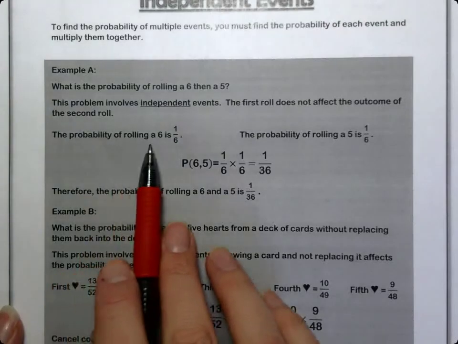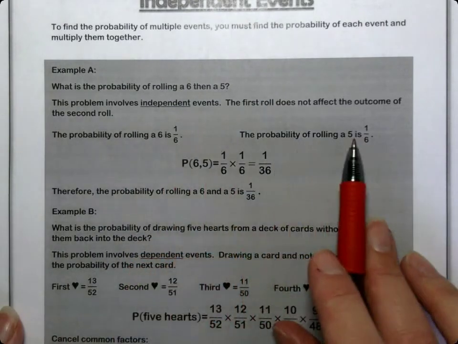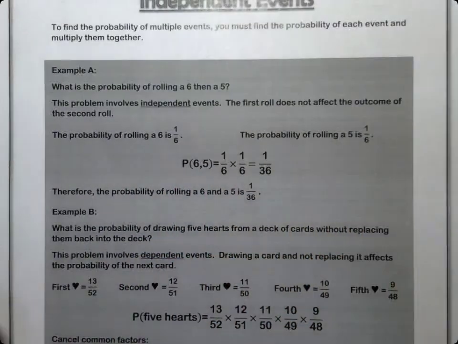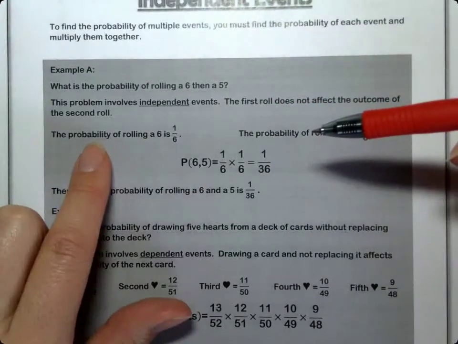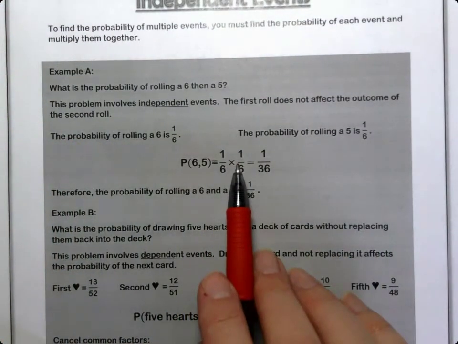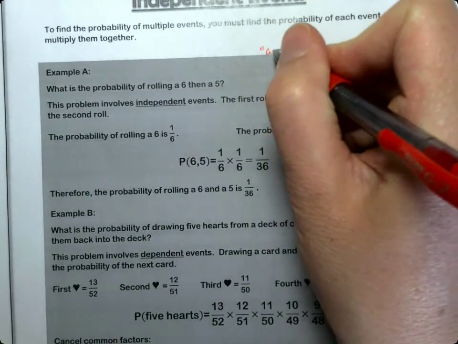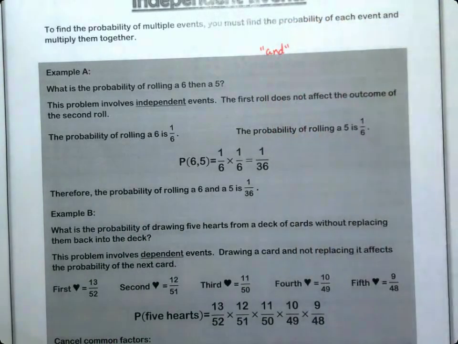So the probability of rolling a 6 on the first roll is 1 out of 6. Then the probability of rolling a 5 is 1 out of 6. So I'm not trying to do this all together. I'm looking at each event, the probability of rolling a 6, the probability of rolling a 5, and then we multiply them together. The idea is the word "and" means you're going to multiply them together. When you see "and," it means multiply.